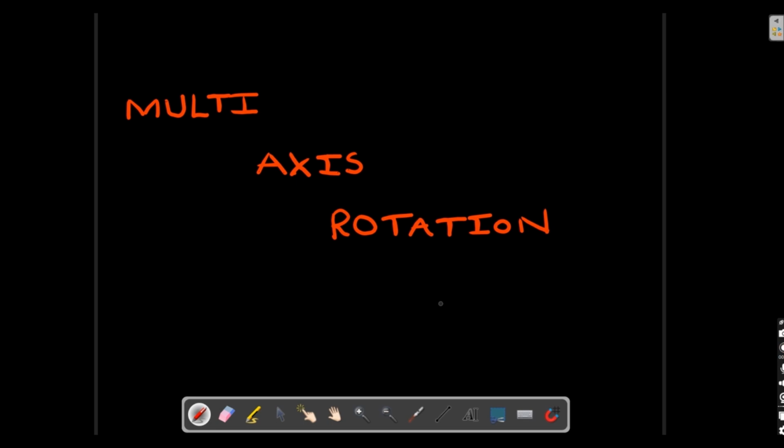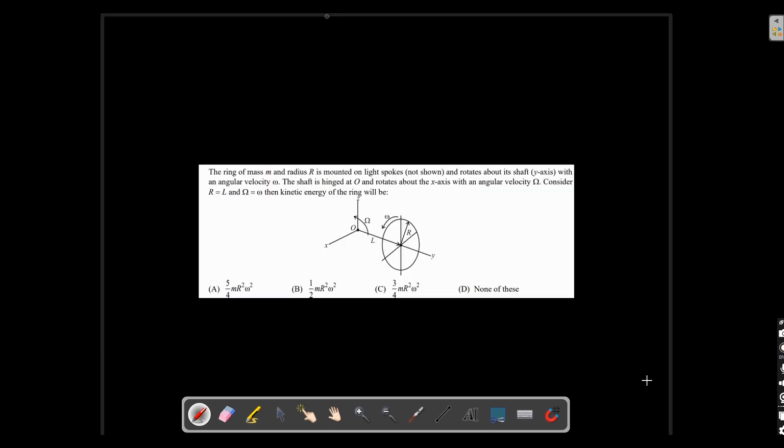What do I mean by multi-axis rotation? We know that we have three axes x, y, z. The body rotates in its own plane and at the same time in another plane. Or we can say it rotates about its own axis through the center of mass and at the same time about another axis. Let's see what type of question comes. Let's see the first question.